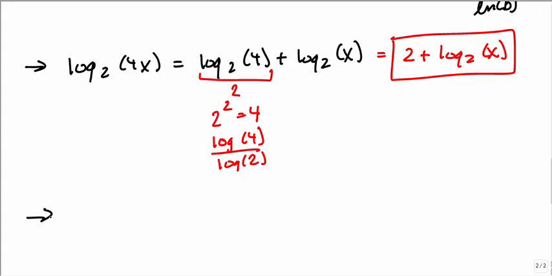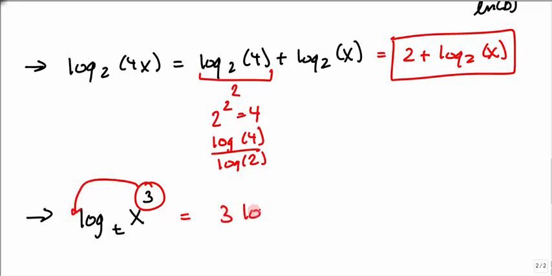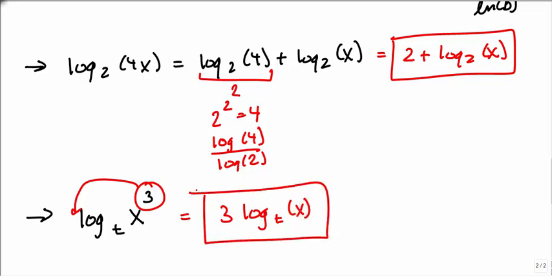Let's go ahead and look at another one. This one's a little bit confusing: log base t of x to the third. I have a base of my log, I have a base of my exponent, and I have my exponent. Now remember, the 3 can pop out front, and I'm going to put 3 log base t of x. So you can rewrite a lot of these.